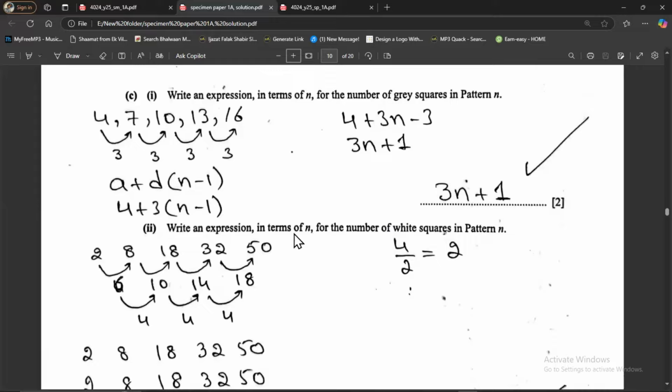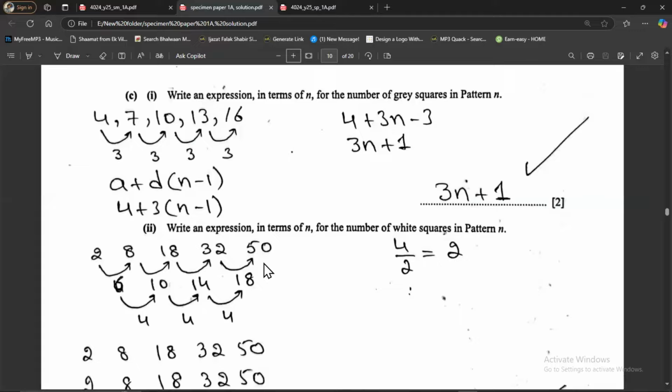Then we have: write an expression in terms of n for the number of white squares in pattern n. The pattern for the white squares is 2, 8, 18, 32, and 50. First we added 6, then 10, then 14, then 18. So the first difference is not the same. Then we find the second difference. The second difference is 4, 4, and 4. When the second difference is common, then we say this is a quadratic expression.